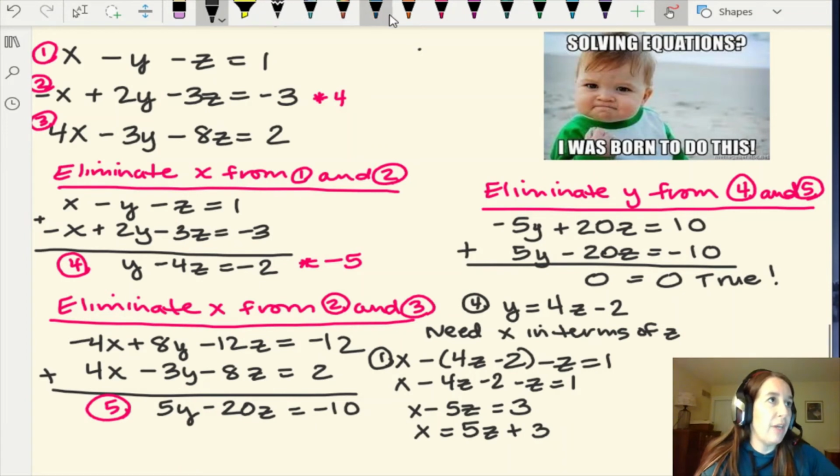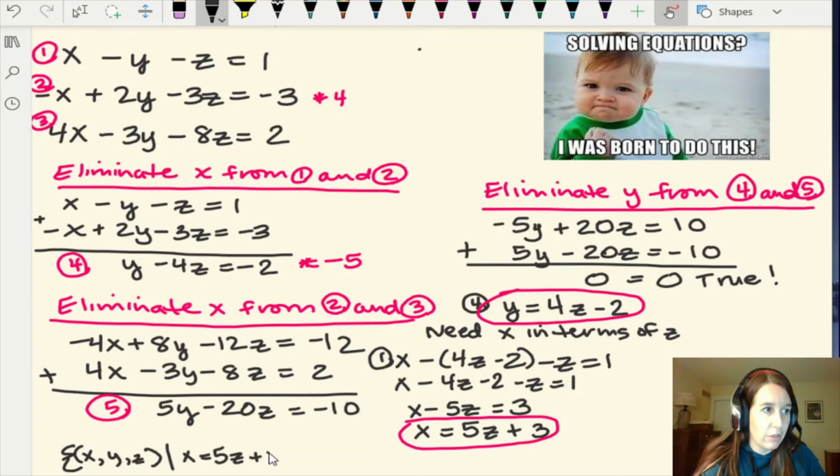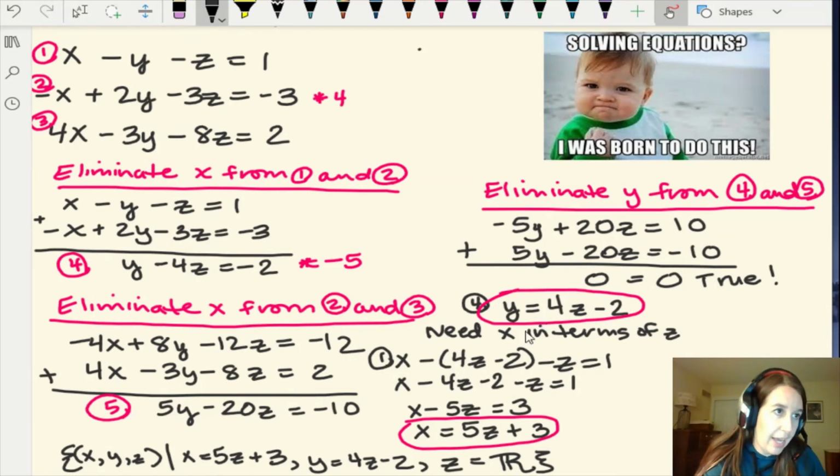Okay, so let me go through and find those answers again. I need this answer and this answer. Okay, so my final solution I'm going to write like x, y, z such that x equals 5z plus 3, y equals 4z minus 2, z equals all real numbers. Okay, so I have to have both of those parts done before I can write the final solution.